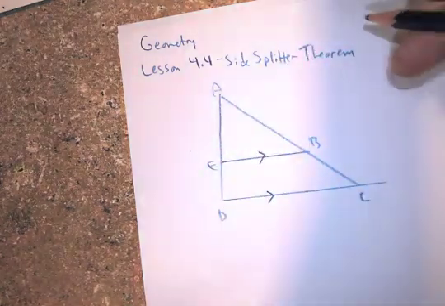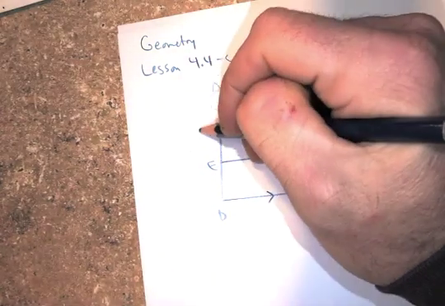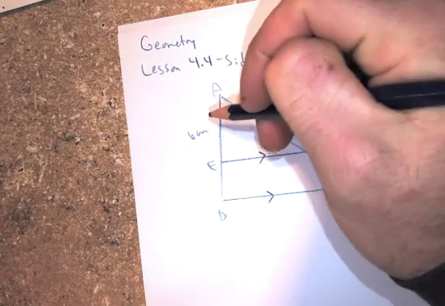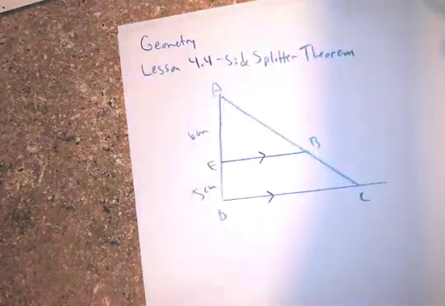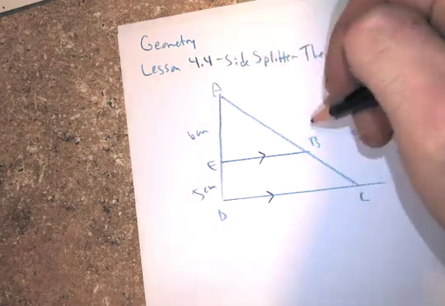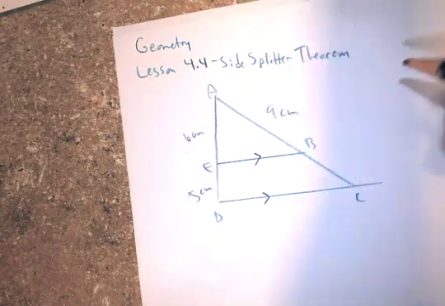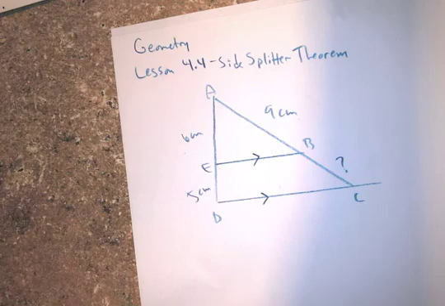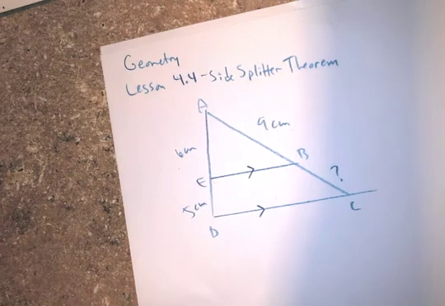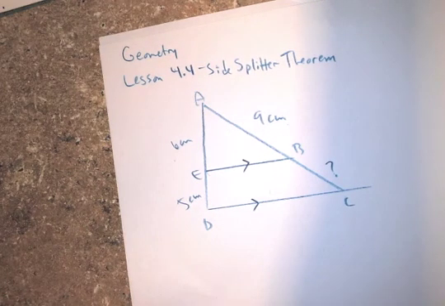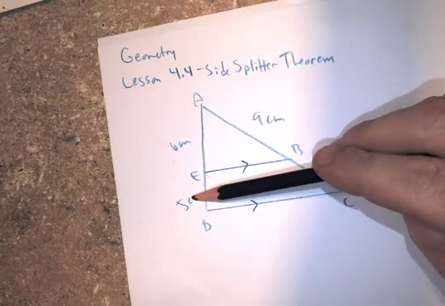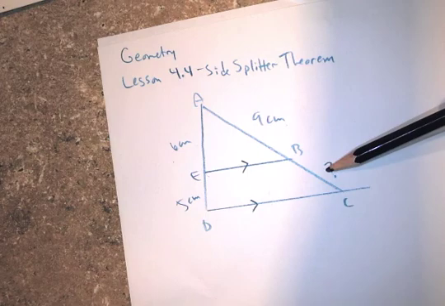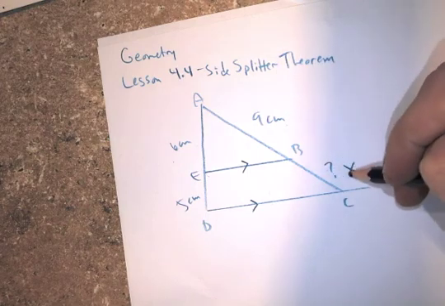So they'll give you a picture, and then they'll say like AE is 6, and then ED is 5, and AB over here will say is 9, and then it will say how long is side BC, segment BC there. Okay, what it does is it divides it up proportionally. So the proportion of this to this is the same as the proportion of this to this. So let's call this X.